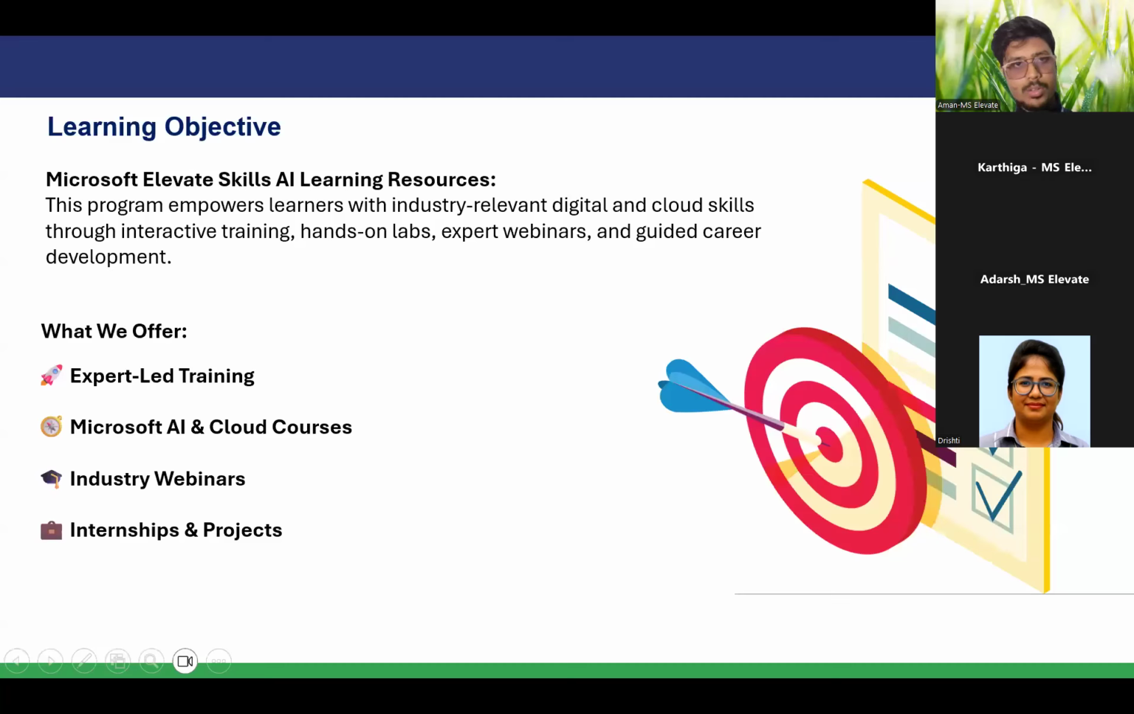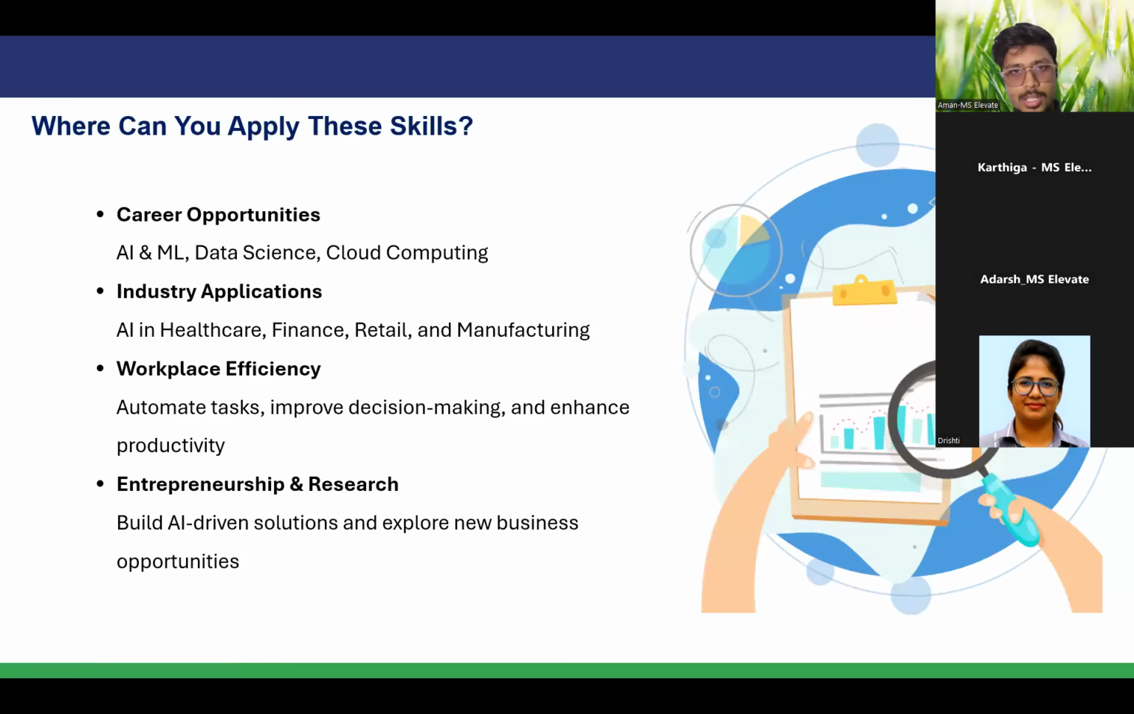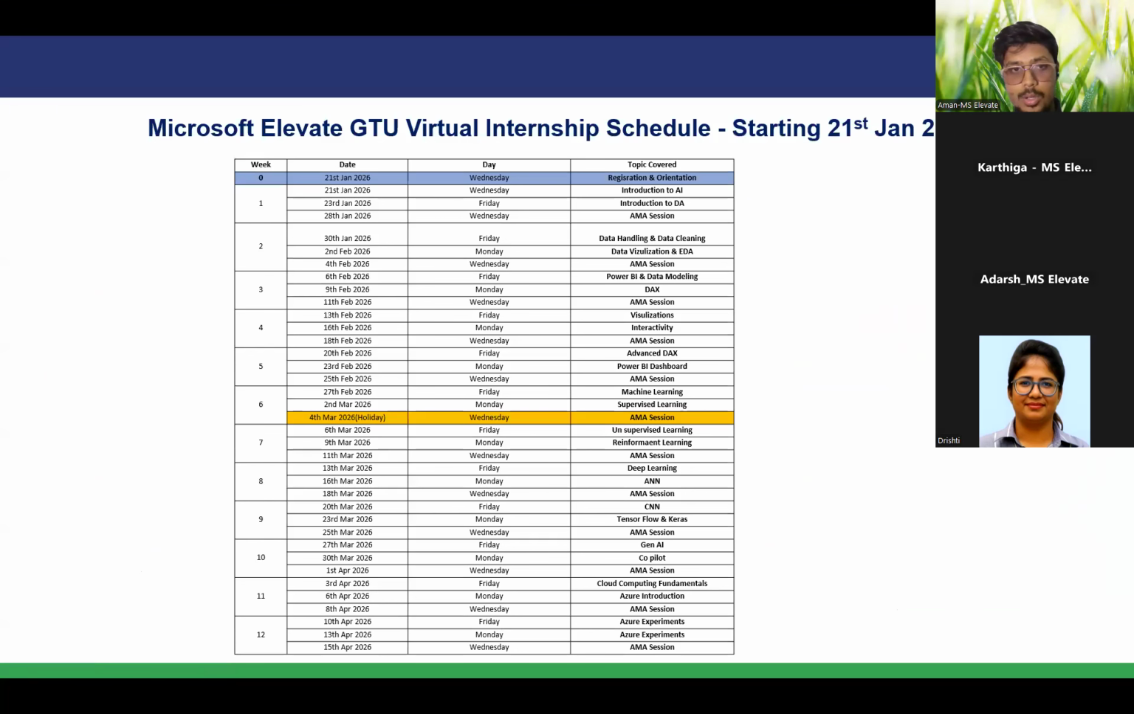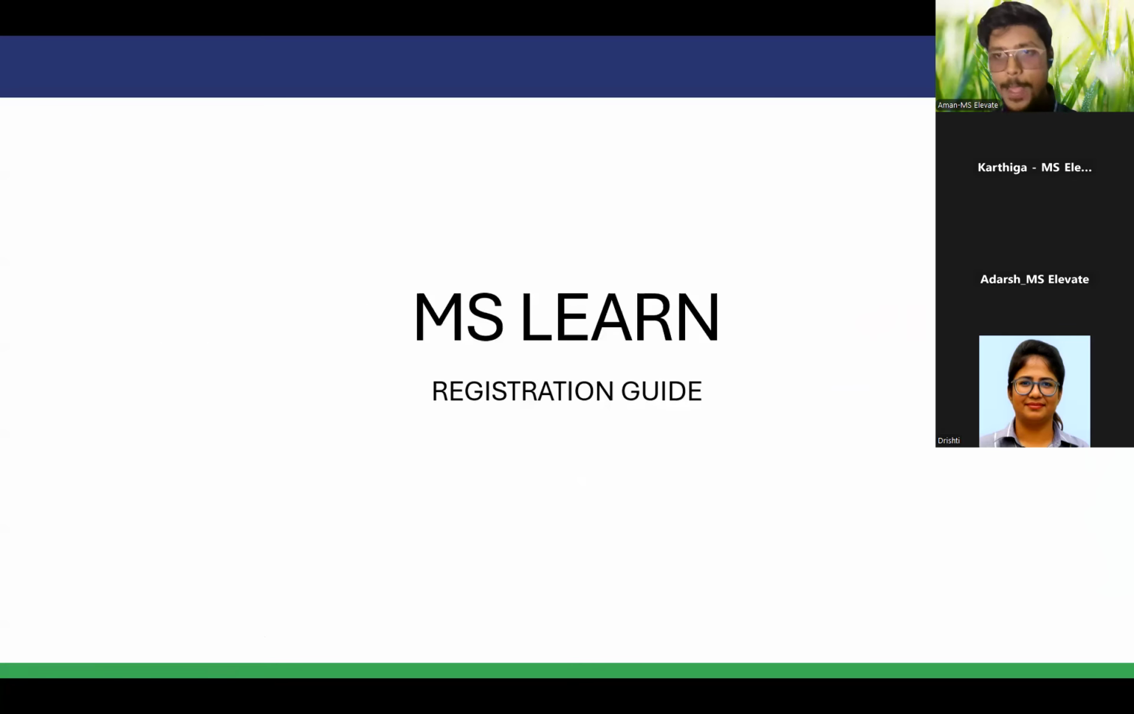Okay, so these things you have already understood: the learning objective, the main course domains, why we are conducting this session, and you have also joined the group. You know the schedule, you know the requirements and the important points. So as ma'am said, there will be a total of 2 registrations. And what is the purpose of the registration? These 2 registrations: one is on the MS Learn platform. Just do remember, first is on the MS Learn platform, second is on MS Elevate LMS. LMS means Learning Management System.